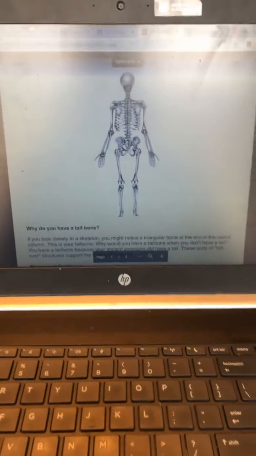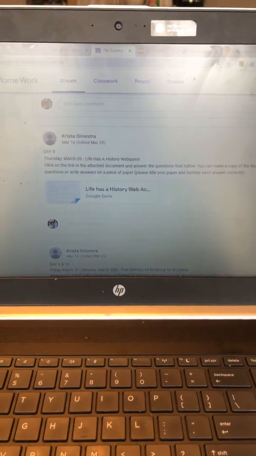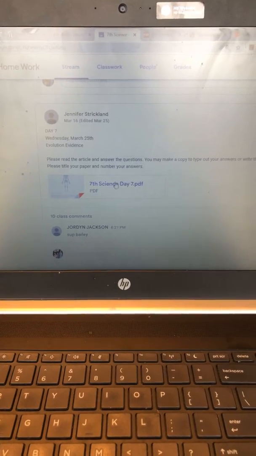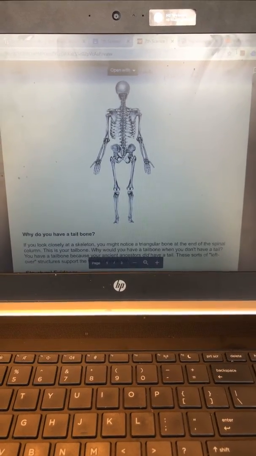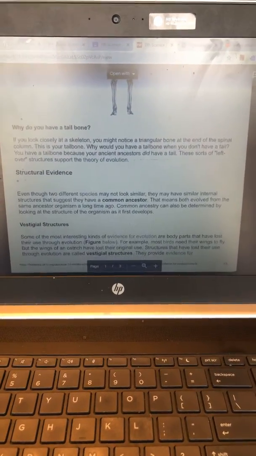I'm here with the Day 7 science assignment. Right here, you would click this link and it'll bring you to this article. It's called Evolution Evidence. Why do you have a tailbone?